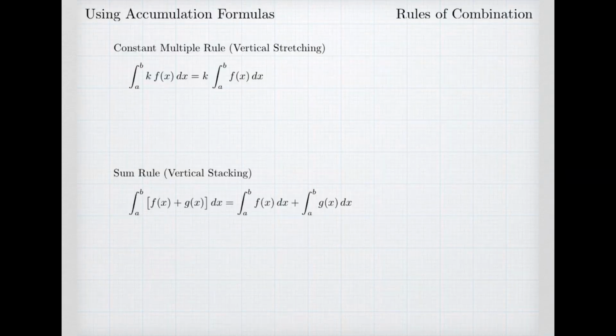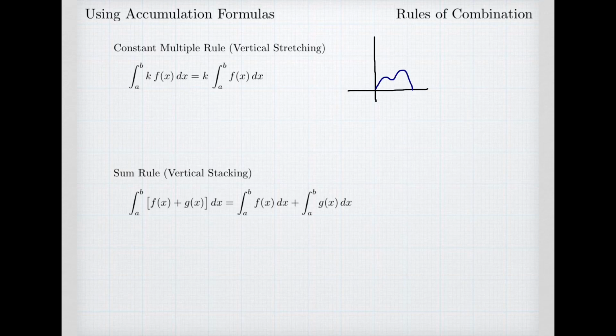Definite integrals essentially have two rules. The first is the constant multiple rule, and the second is the sum rule. And I like to think about both of these in a geometric sense. Remember that our definite integral represents a signed area, and so if I think about what these rules do to geometry, that'll help me remember the rules. The constant multiple rule is a rule about vertical stretching.